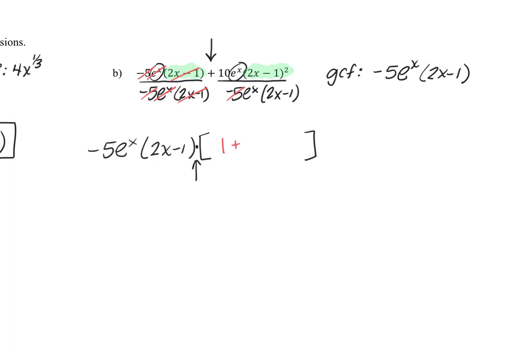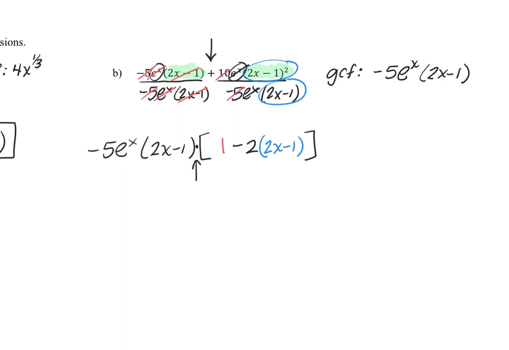Plus, then we have -5 dividing into +10. So that's actually going to be a -2. So let me back that up. That'll be -2. Then the e to the x's divide out, and then we have 2x minus 1 squared divided by 2x minus 1. So that will leave us with just one quantity of 2x minus 1.